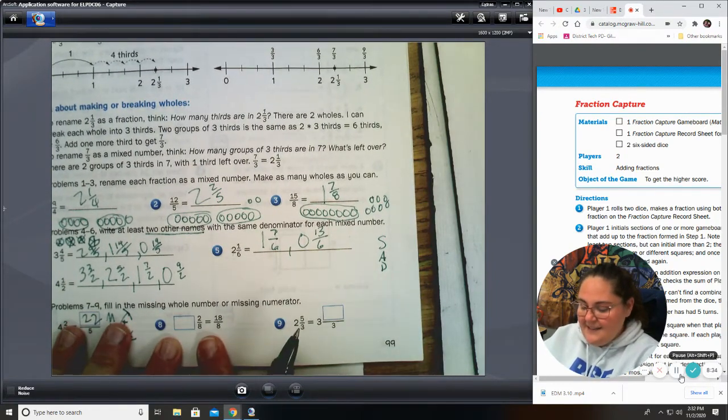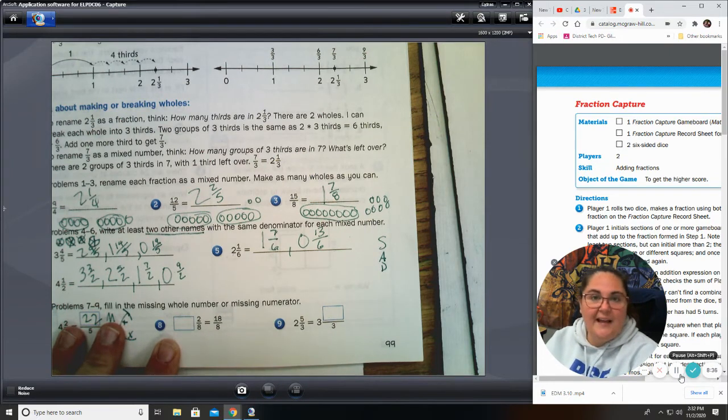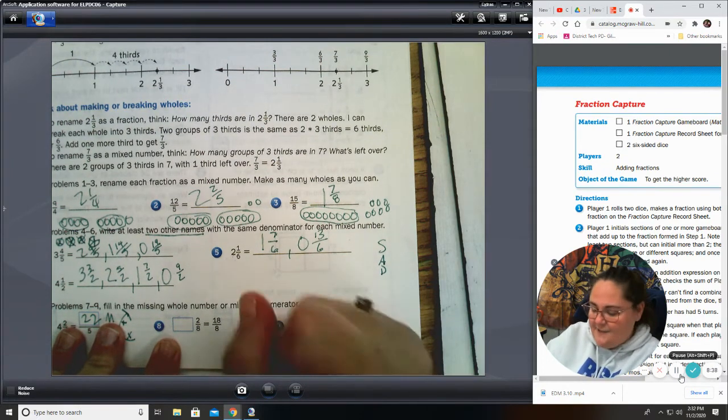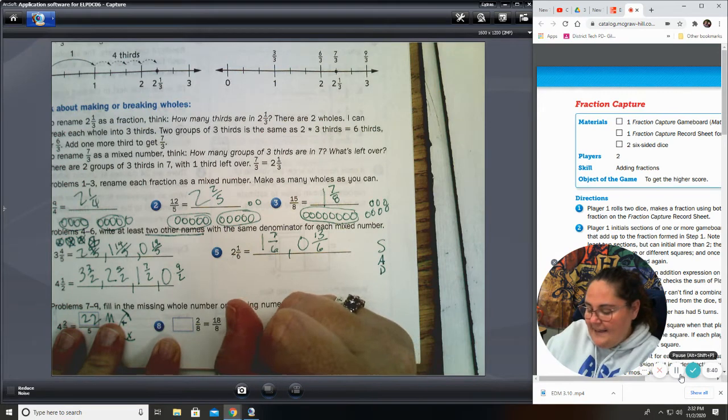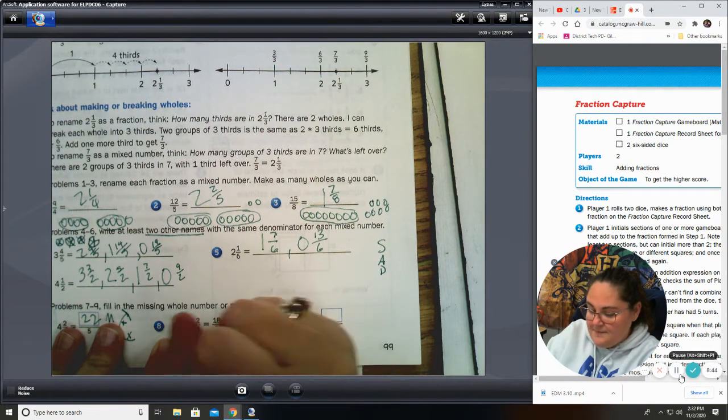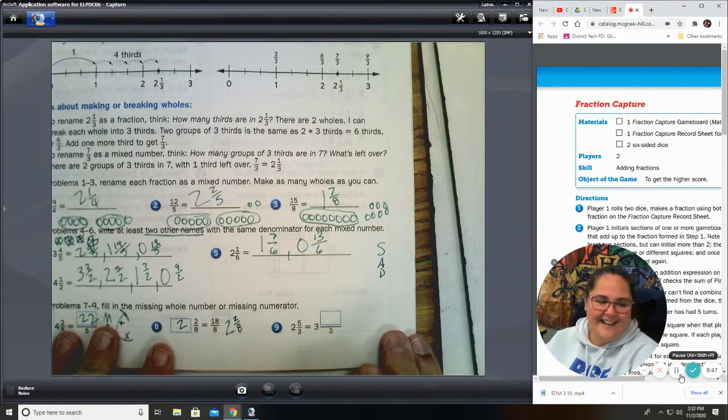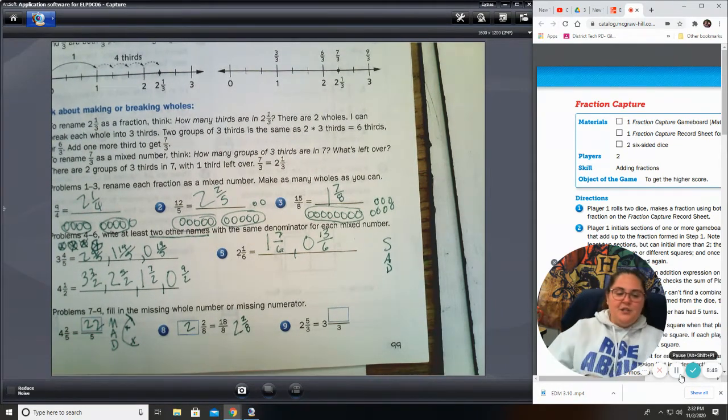All right, here we go. 18 over 8. I'm going to divide. That's easiest for me. 18 divided by 8 is 2, with 2 left over. There you go.